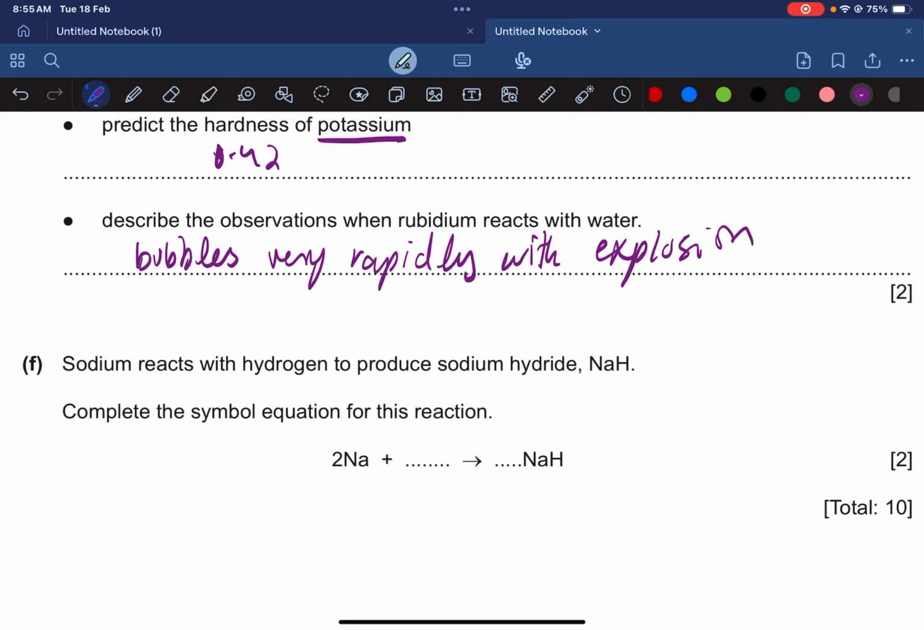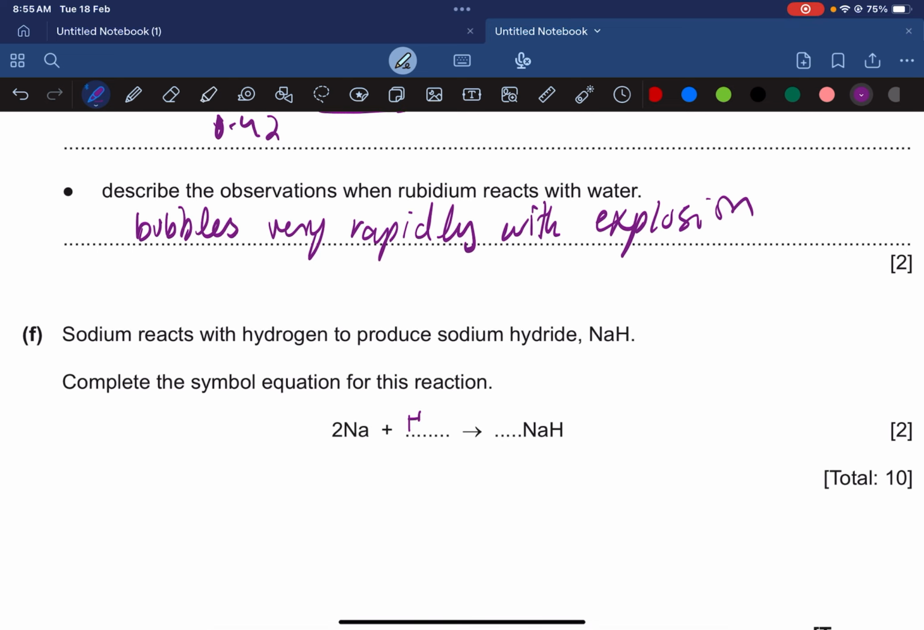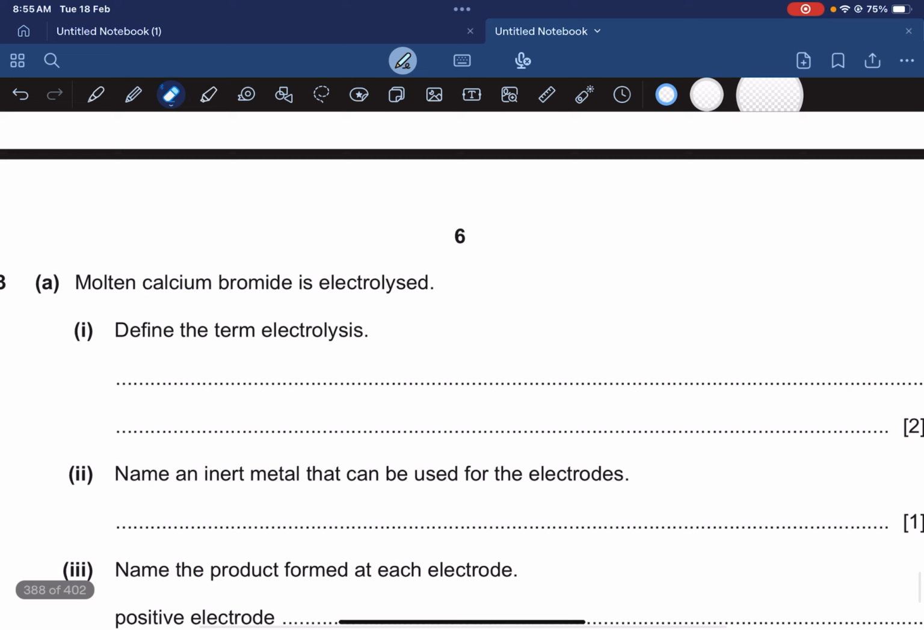Okay, sodium reacts with hydrogen to produce sodium hydride. Complete the simple equation for this reaction. Okay, hydrogen, it's going to be H2, and obviously you're going to add a 2 over here, and done with it. Let's move on. Define the term electrolysis.